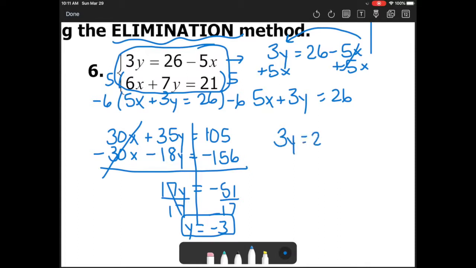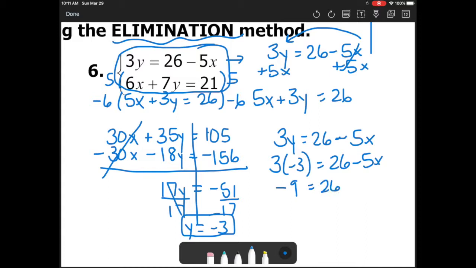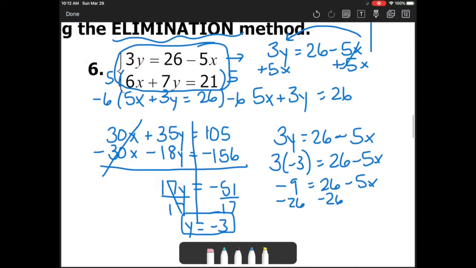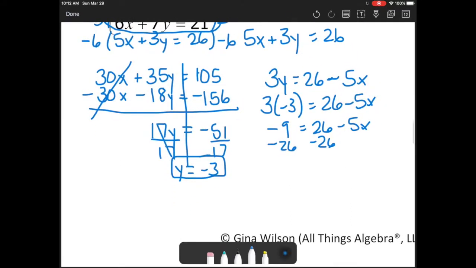3y minus 26 equals, or minus, I'm sorry, negative 5x. Okay, so y is negative 3, so that's going to go right here. That makes negative 9. Subtract 26 on both sides. Let me see if I can move this up a little bit. There we go. That's going to give me negative 35 on this side and negative 5x on this side, which means that x is going to be equal to positive 7.